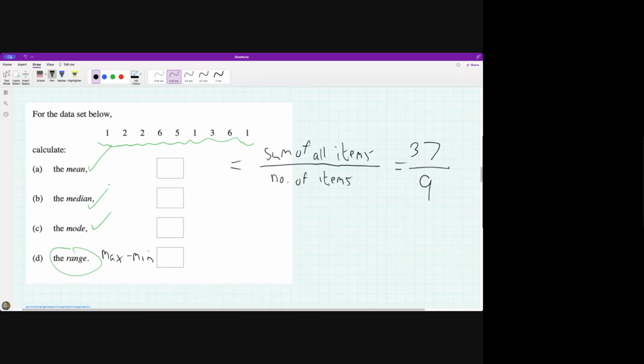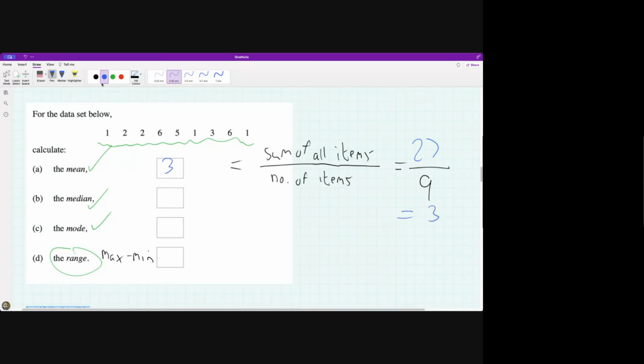Did you all get 37 divided by 9 for your mean? So like 5, 11, 16, 17, 20. Oh, I added up wrong. Sorry. Let me try this again. 5 plus 11 plus 4 plus 6 plus 1. I get 27. And so then the mean would be 3.